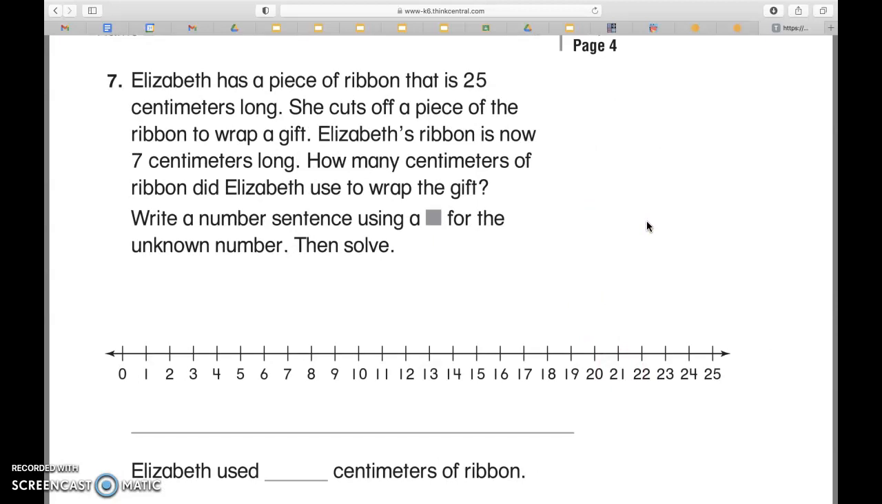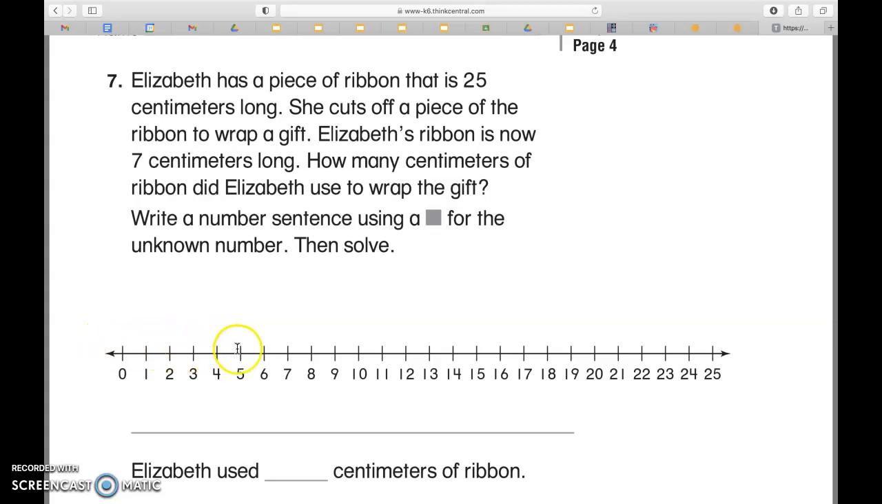Number 7. Elizabeth has a piece of ribbon that is 25 centimeters long. She cuts off a piece of the ribbon to wrap a gift. Elizabeth's ribbon is now 7 centimeters long. How many centimeters of ribbon did Elizabeth use to wrap the gift? Write a number sentence using a blank for the unknown number and then solve.